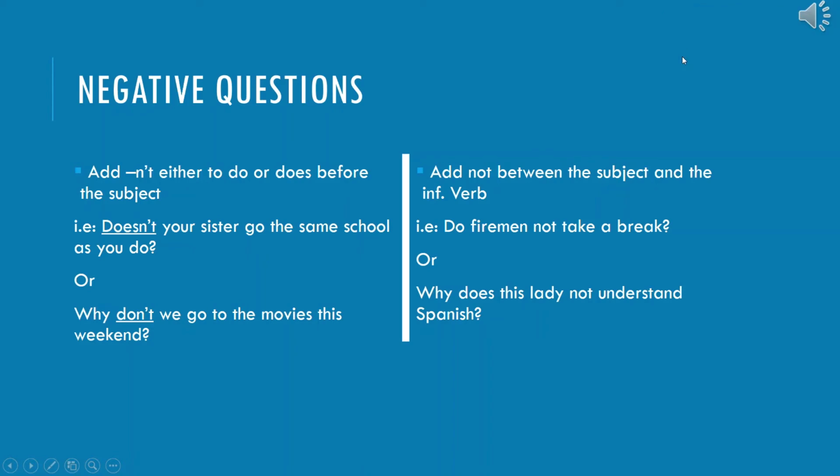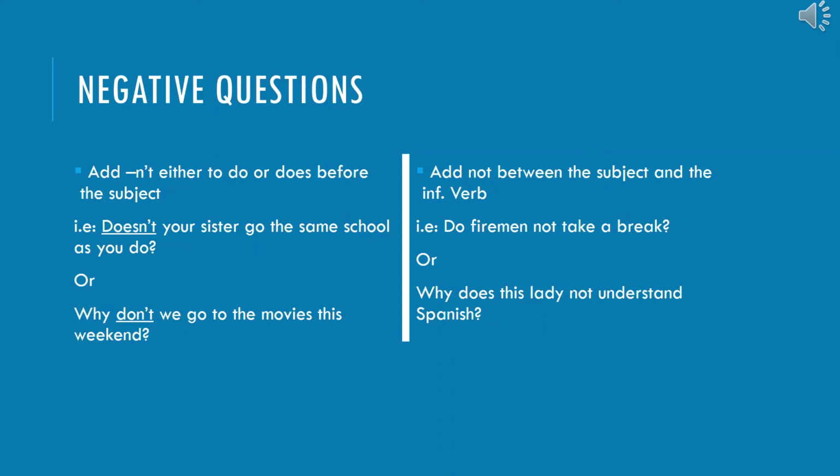Now, when it comes to negative questions, either for yes or no questions or WH questions, we can add not in two ways. We either add not in its abbreviated form, to do or does before the subject. For example, doesn't your sister go to the same school as you do? Or why don't we go to the movies this weekend? By the way, the movies here means the cinema, not the actual movies.